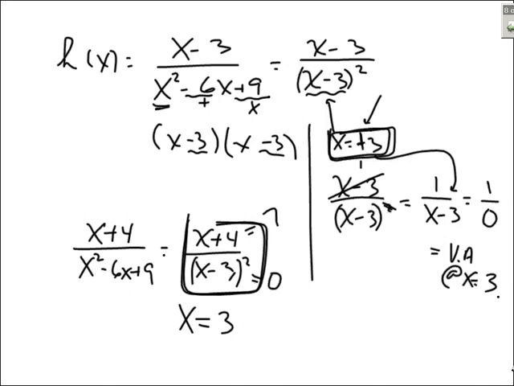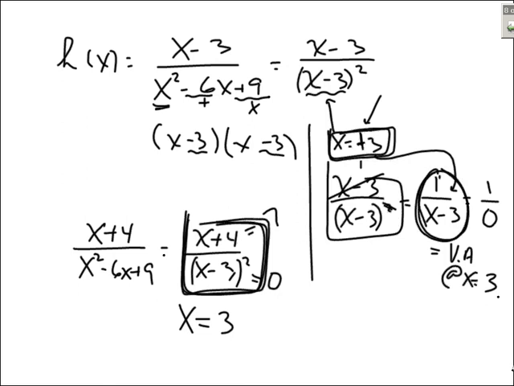If after you cancel, and sometimes that means you can't even cancel, but after you cancel as far as you can, and you get this, then plug in the trouble point. Is it removable or is it non-removable discontinuity? That is a vertical asymptote. Okay.